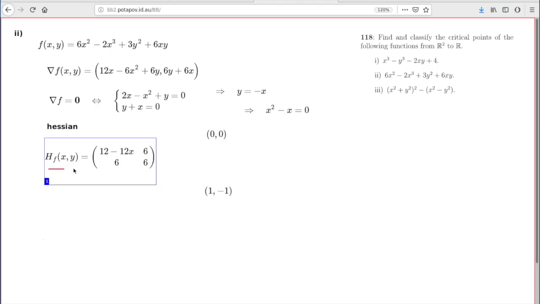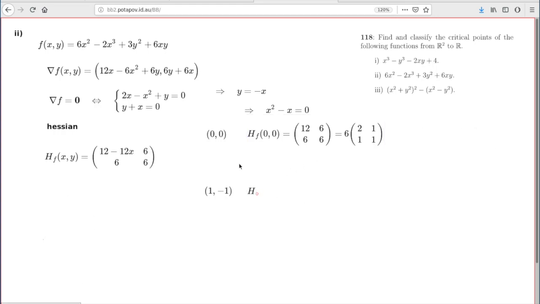Now we compute the value of the Hessian at every stationary point we found before. That's the Hessian at the point 0, 0. And it's convenient to factor out the common factor 6. This is the Hessian at the point 1, negative 1. And now we have to analyze both of these matrices and find out the combination of signs of the eigenvalues for these two matrices.